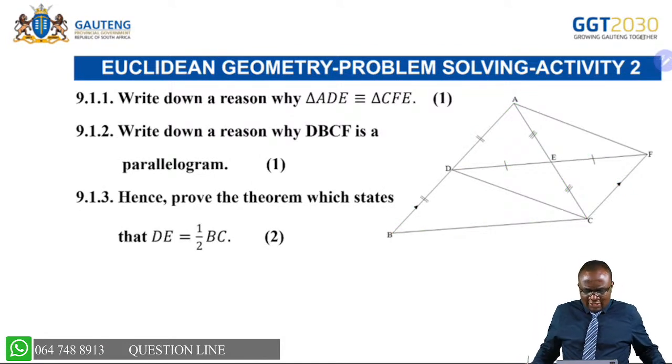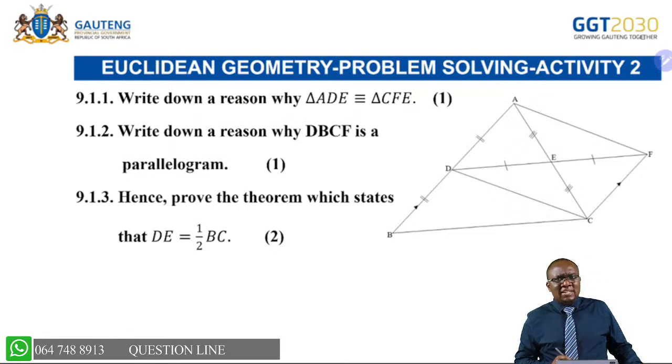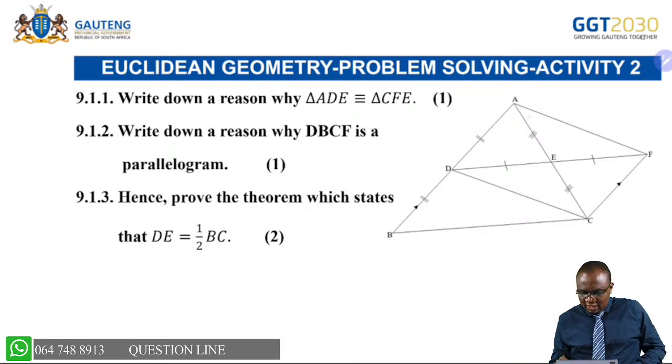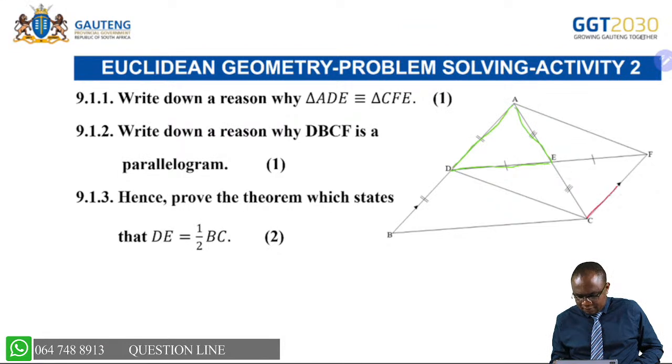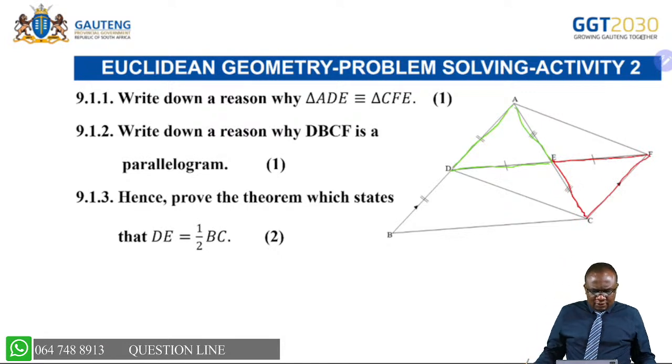Write down the reason why triangle ADE is congruent to triangle CFE. We have done something like this. Highlight the triangles so that you can see them nicely. ADE, and then triangle CFE. Okay, you see that? Now, why are they congruent? I can say side, side, side, because this side goes with this side. This one goes with that.